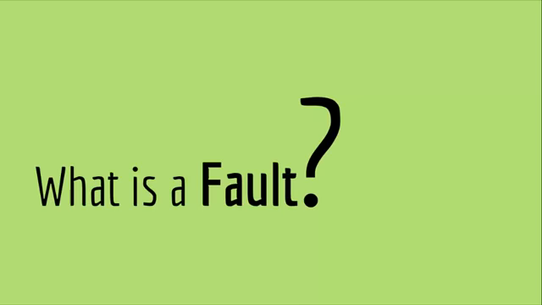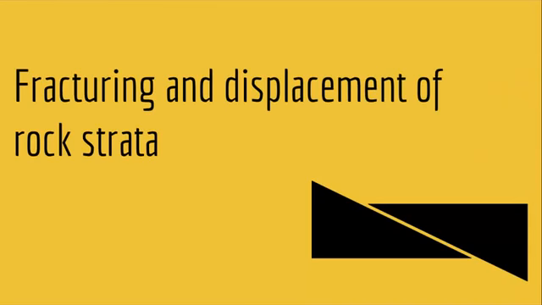So what is a fault? Well, a fault is fracturing and displacement of rock strata. So if you have a rock strata and it fractures and the broken parts of this strata are displaced or moved, then that is called a fault. Just like you see here, we have this rock strata. It was fractured and then the broken parts were displaced. This one moved up, this one moved down, then this is a fault.